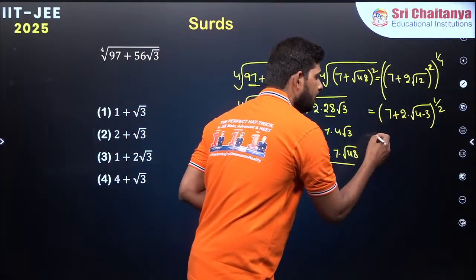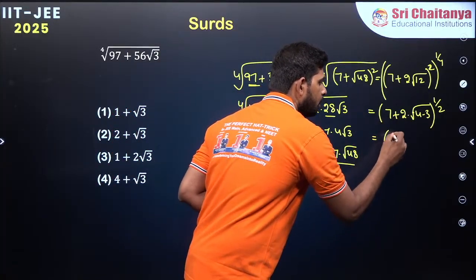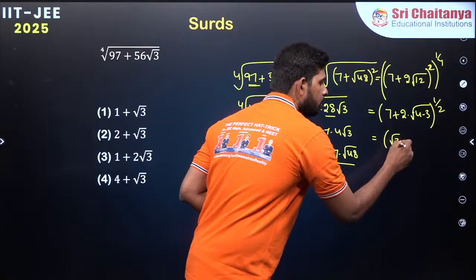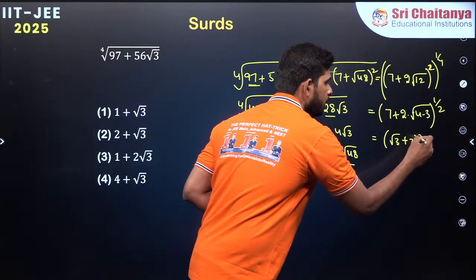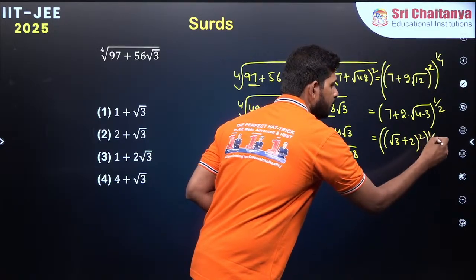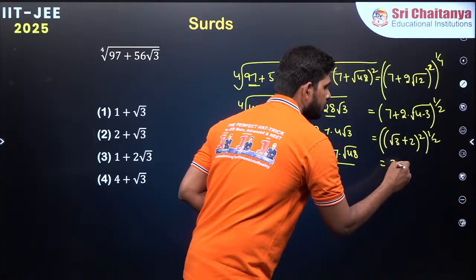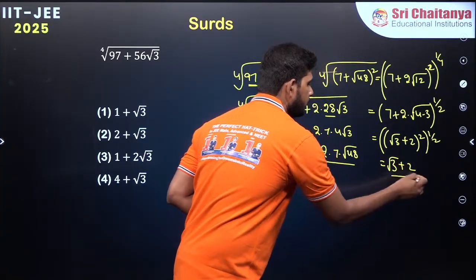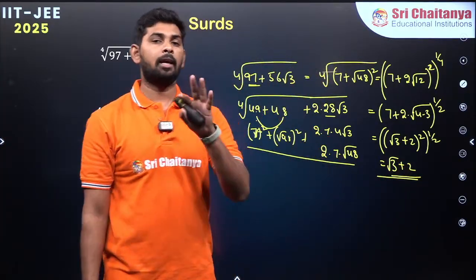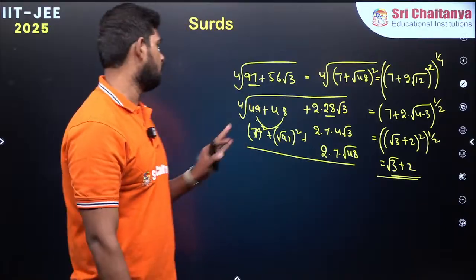Now this can be taken again as a perfect square, that is going to be, you can see that root 3 plus 2 whole square, again square root is getting cancelled with 2 there, we have left with root 3 plus 2. That is how you are going to solve if there are square roots 2 times also, right?